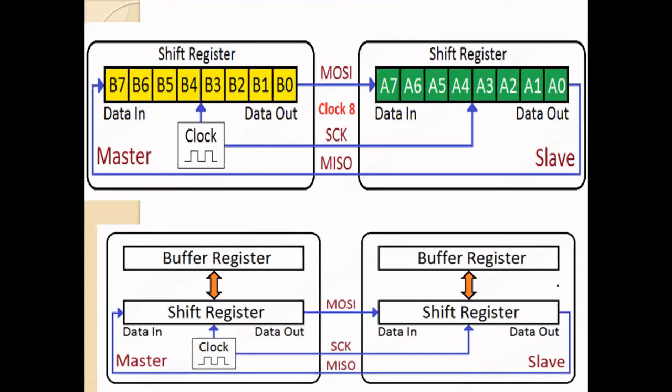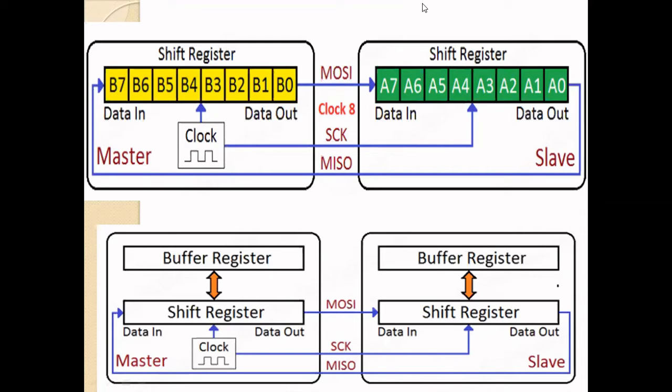Now the buffer will become empty, so the second byte will be moved to the buffer register. So first, the first data is moved to the buffer register. From the buffer register, it is moved to the shift register. The buffer register becomes empty, so the second byte moves to the buffer register. Now, the first byte is available in the shift register, and the second byte is available in the buffer register. Now I am going to transmit to the slave device.